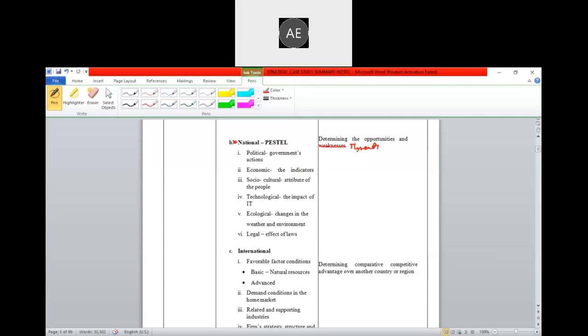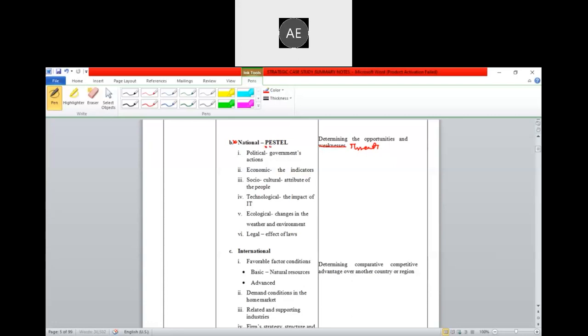Okay, so in analyzing the national environment, we use a framework. The most appropriate model or framework used in analyzing the national environment to determine the opportunities and the threats is PESTEL, the PESTEL framework. So the P stands for political, okay? So this is the political environment, and within the political environment, you have political factors.